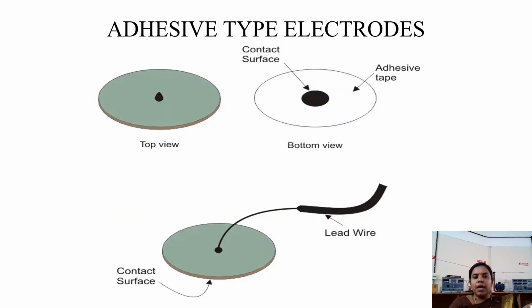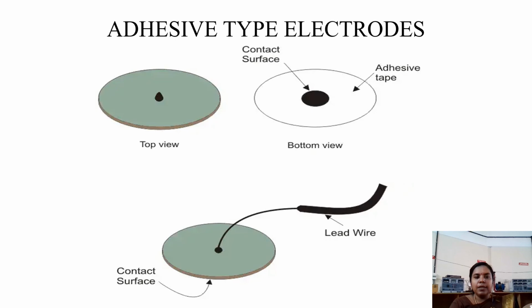Then the third one is the adhesive type electrode. The first one we discussed was the metal plate electrode, where we use an electrolyte paste or an electrolyte gel to fix the electrode on the skin surface. In this adhesive type electrode, a pad-like structure is already there on the bottom side of the electrode, with a preloaded adhesive or gel which can be placed over the skin. So there won't be any movement of the electrode during the measurement, so we can avoid the measurement error.